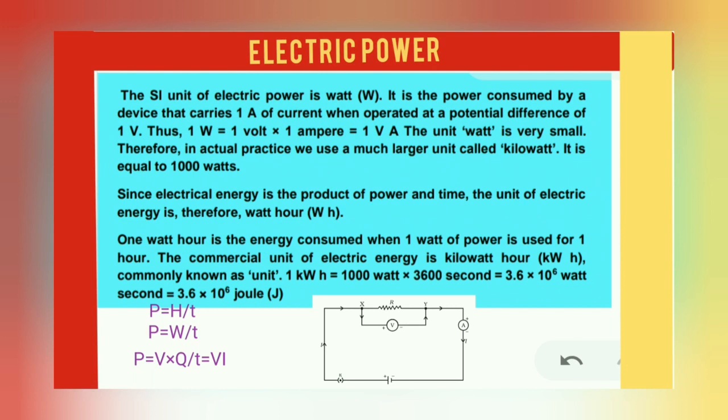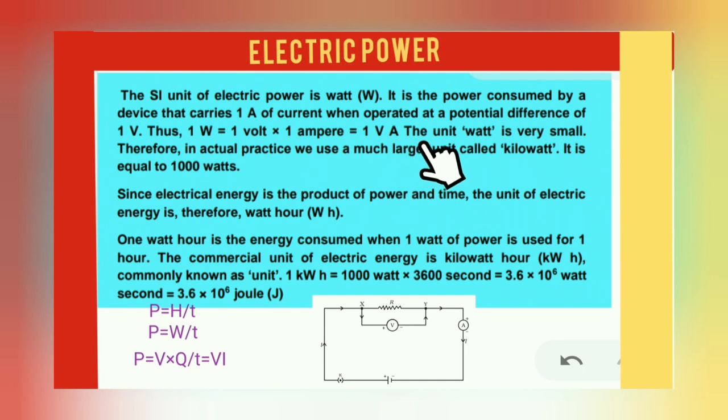Next, we are going to discuss electric power. You know what is meant by power. Power is the rate of doing work, that is P is equal to W by T, that is equal to H by T. Then how can you define electric power? Electric power is the power consumed by a device that carries 1 ampere of current when operated at a potential difference of 1 volt. That is, work done is equal to 1 volt into 1 ampere, that is 1 joule per second, that is equal to 1 volt ampere.